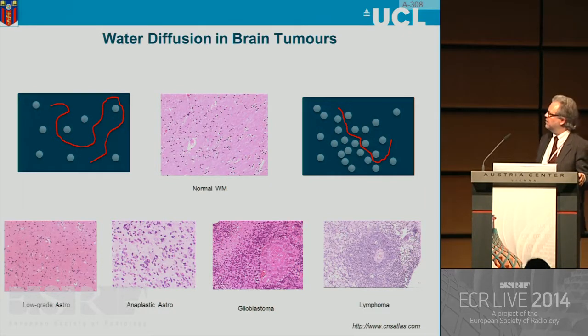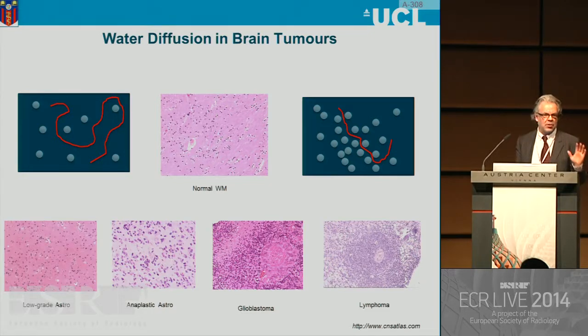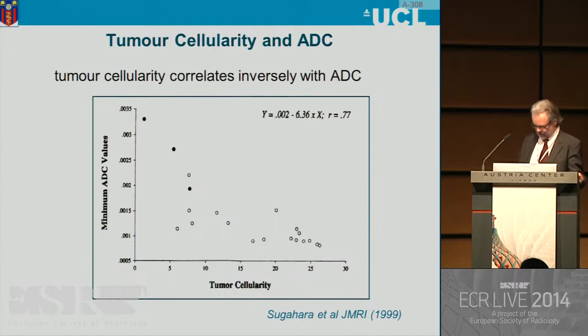If you have relatively few nuclei, the water can diffuse very freely, even more freely than in the brain. And if you have a lot of cells, then the water diffusion is more restricted, and this is in tumors which are highly cellular, notably lymphoma is an example, and I'll show you more of those. That's not the only story. First, what I just said has been confirmed in a seminal study from Kumamoto, Japan, where they showed that the ADC values correlate inversely with the histological cell counts. So the more cells you have, the lower the ADC.